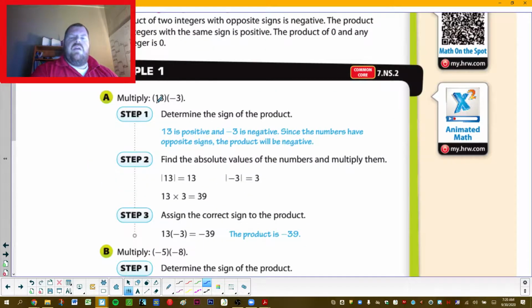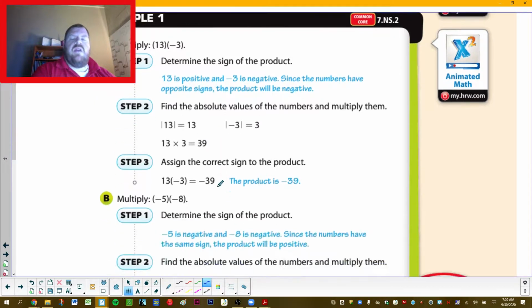So multiply 13 and negative 3. So what they ask us to do is first think about what's going to be the sign. Is it going to be a positive or a negative? Since I have a single negative in that problem, it's going to be negative. And then we multiply the numbers together, the positive forms of the numbers together. 13 times 3 is 39. So then we would say the answer is negative 39.